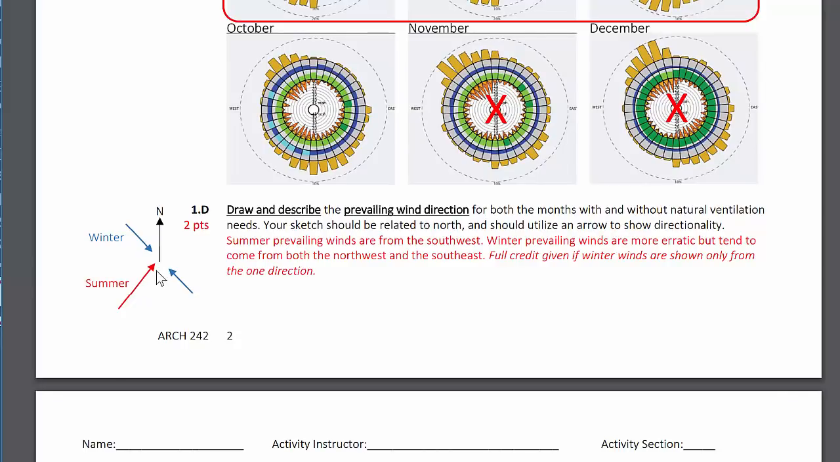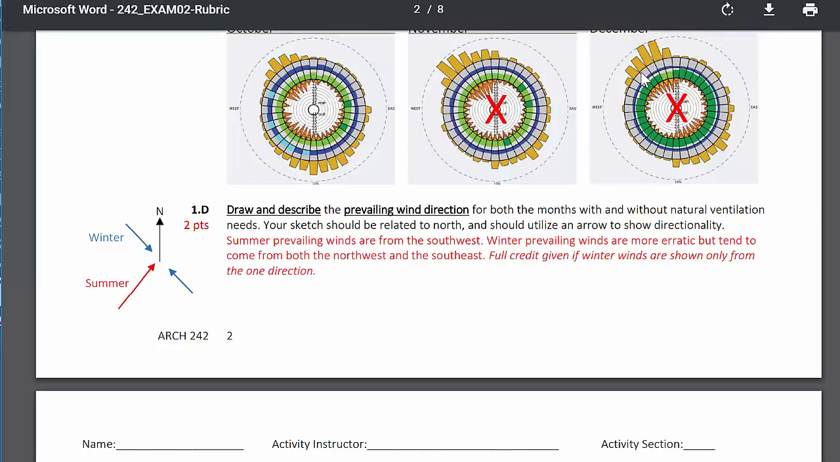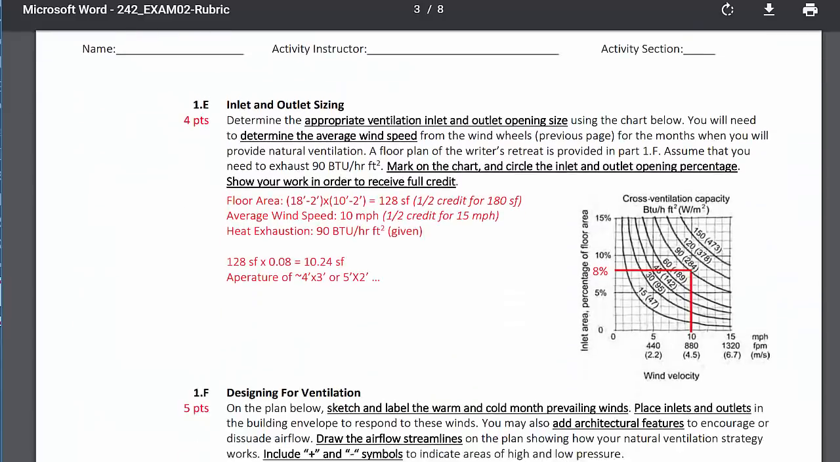So the summer would be coming from the southwest. The winter wind is predominantly coming from the northwest, or we also gave credit for the northeast because in the winter months, as you can see here, we get a mixture of wind coming from the northwest and from the southeast. And then you were asked to also say the same thing in words, in diagram and words.